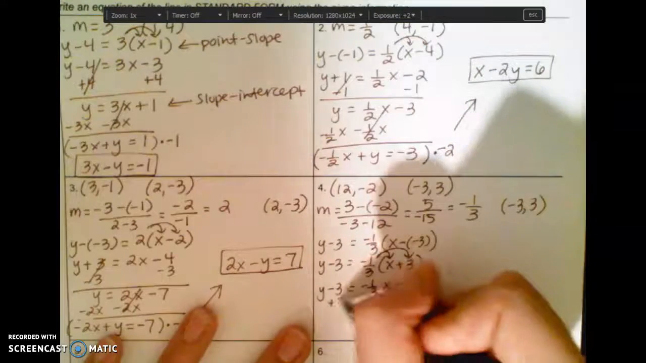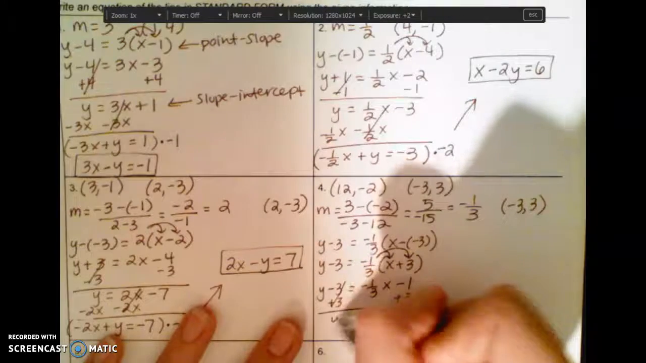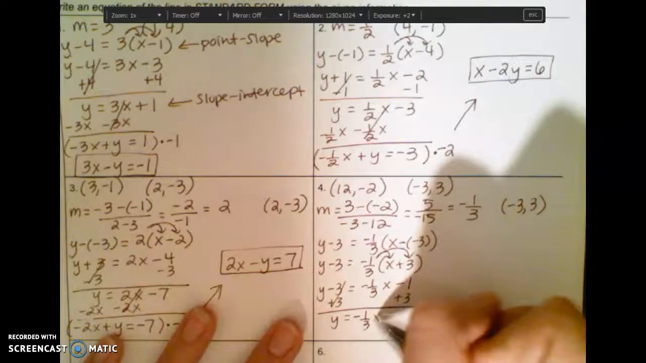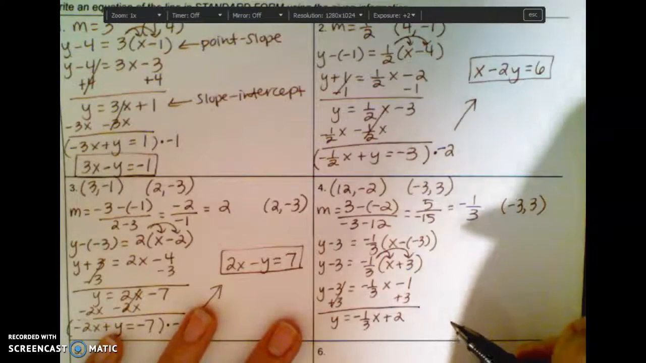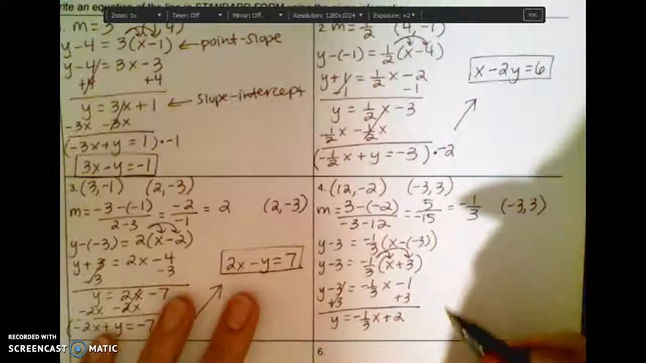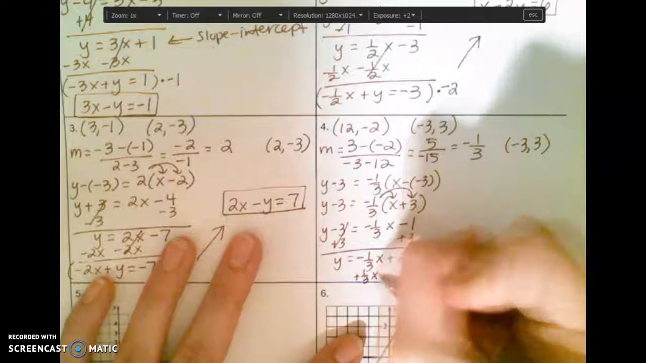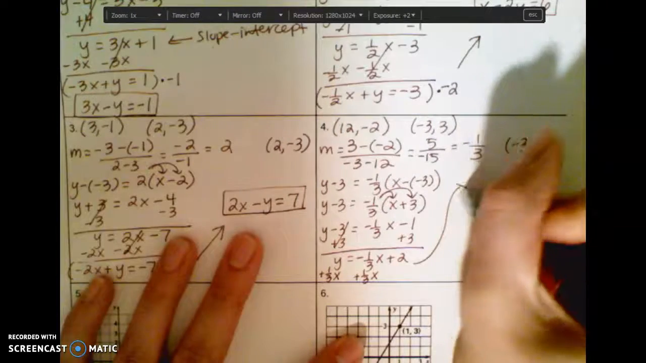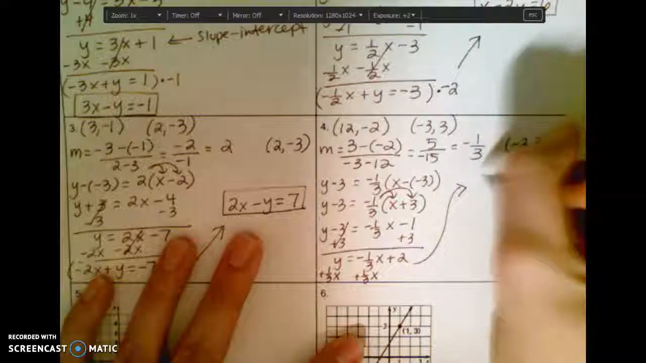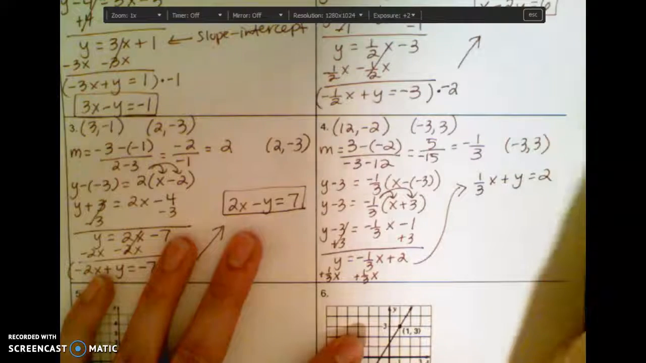Now let's bring that 3 over to put it into slope-intercept form. So y equals negative 1/3 x plus 2. We have it in slope-intercept, but now we want to take it to standard form. So to do that, I need to add the 1/3 x to both sides. When I add that, I will have 1/3 x plus y equals 2.